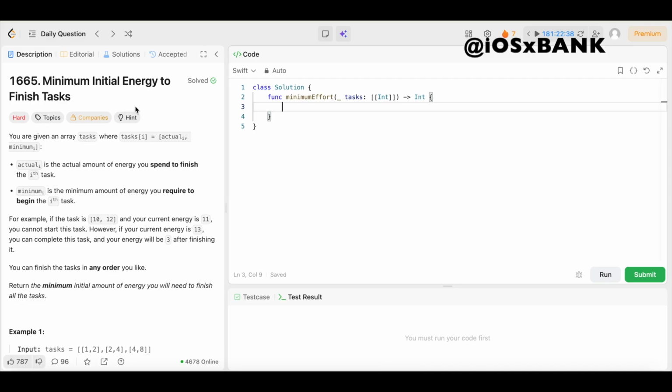And today we have question number 1665, minimum initial energy to finish tasks. The difficulty level is hard, but don't worry because you already know we're about to keep the solution as simple and easy to understand as possible.